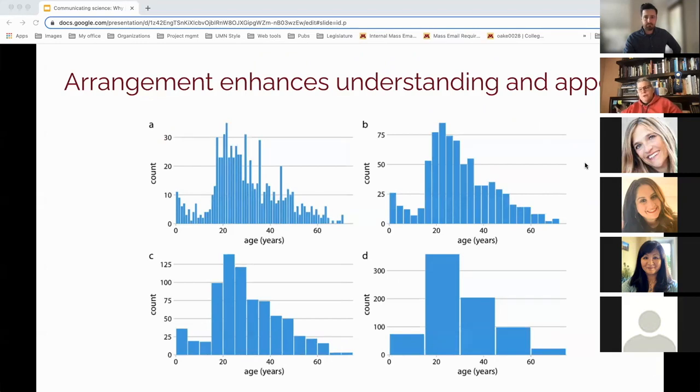So when we're doing histograms, the other big thing to remember, and probably the biggest takeaway, is that, again, arrangement enhances your understanding and appeal. In this instance, these four plots are all of the same data. The difference is that the bin in the histogram is of a different size. Each bar represents an increasing number of years as you go from A to B to C to D.